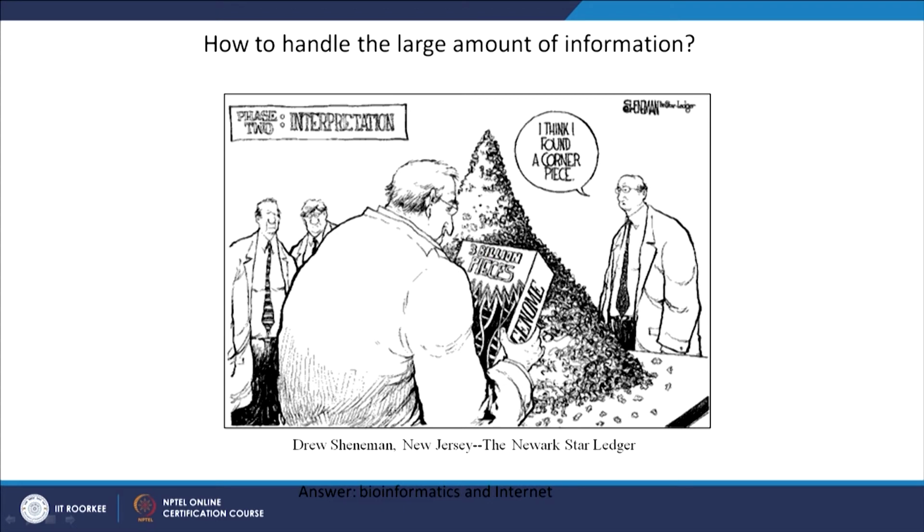Here you have a puzzle that you need to fix with 3 billion pieces. So you have seen the jigsaw puzzle where you have to fix them, and it's really impossible to even understand where to get started from. And here's a joke, one of the scientists is saying, I think I found a corner piece. The answer is bioinformatics and internet.